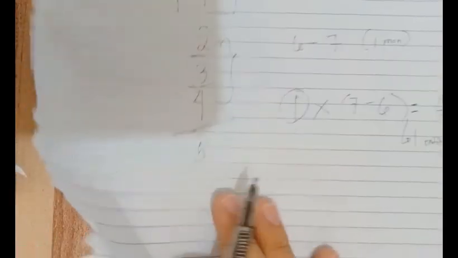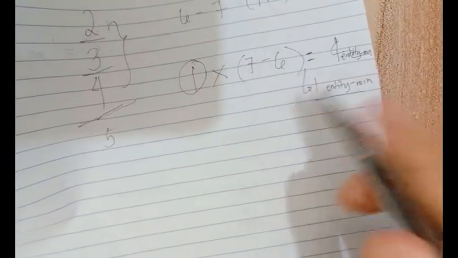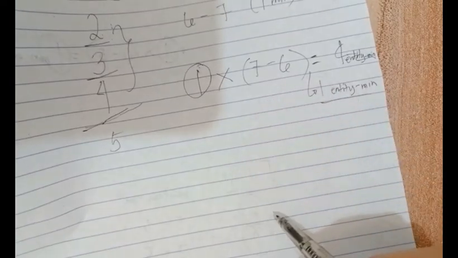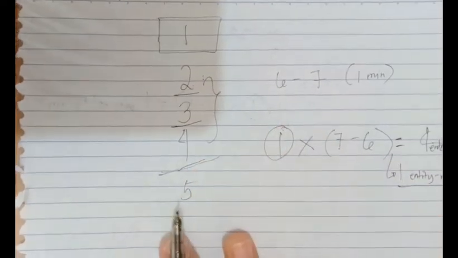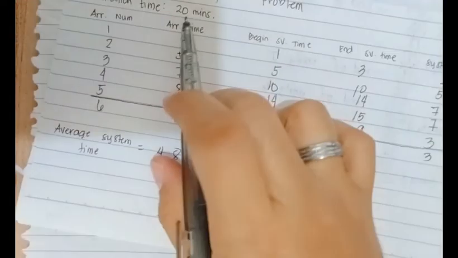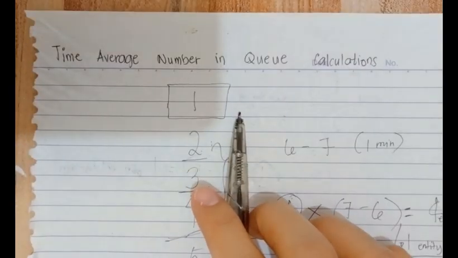And then, after getting all the answers here, all you have to do is sum it all up divided by the simulation time, which is here sa problem natin is 20. And then the result will give you the time average number in Q.